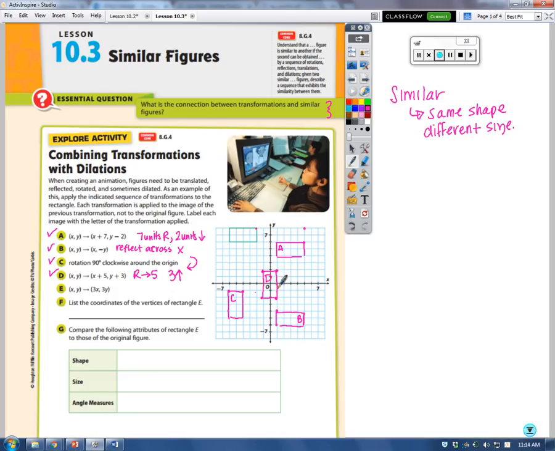So I'm looking at this point right here, which is 1 and 2. And I'm going to do this point, which is 1 and negative 2. And this one is negative 1, negative 2. And then the last one here is negative 1 and positive 2. I'm going to multiply each of these by my scale factor of 3.